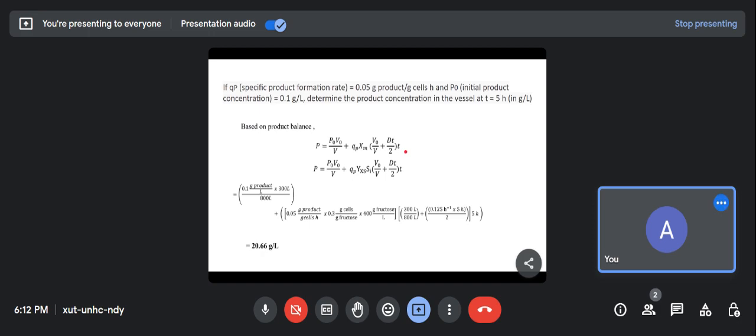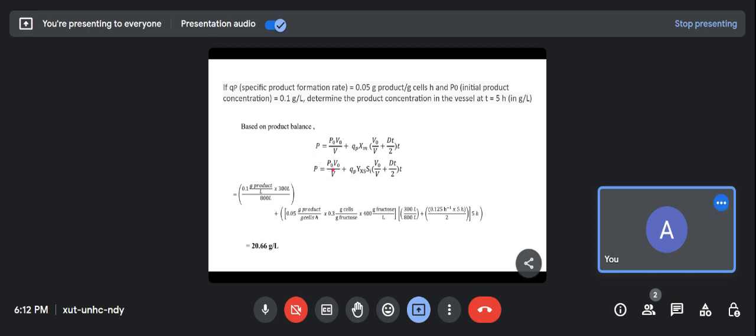Okay, so let's see. XM, you know, is the yield coefficient times S1. Okay, so you have expanded this XM, the amount of cells, right? Based on the yield coefficient and the initial substrate. Okay, so let's now add the values.